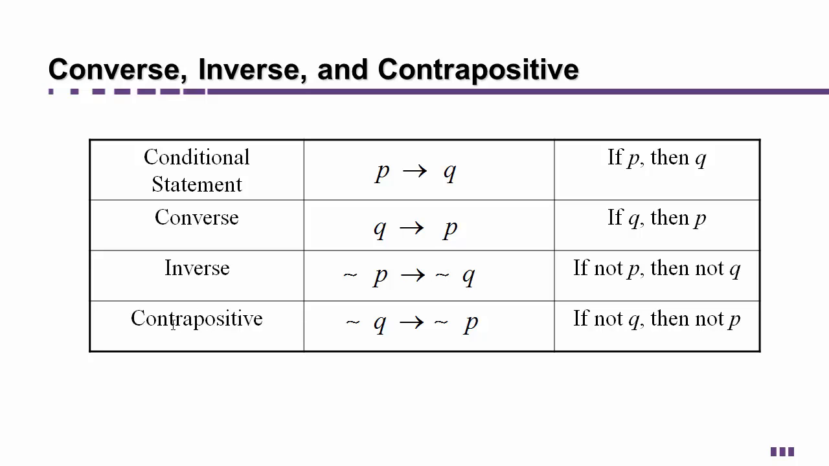And then the contrapositive is like a double inverse, right? It's the converse and the inverse put together. So the direction changes. Now we've got Q going to P, but then we've also made inverses of them both. So it's if not Q, then not P.